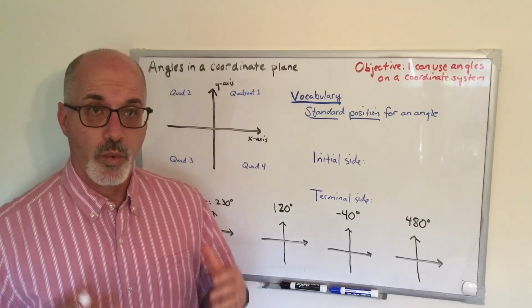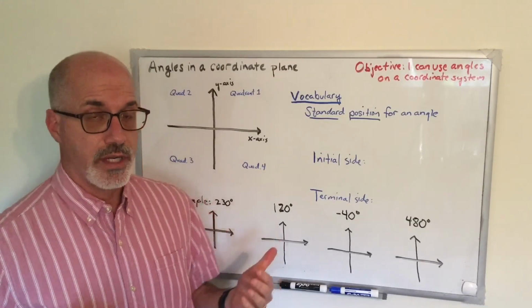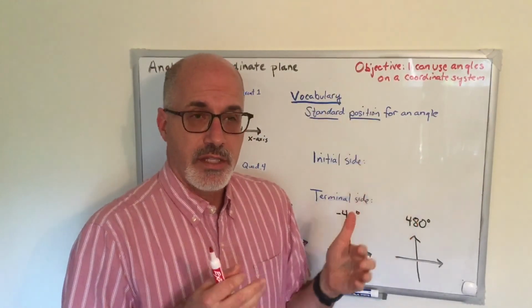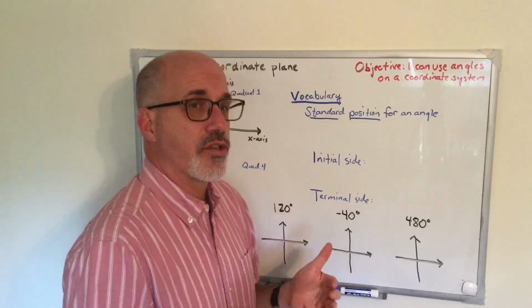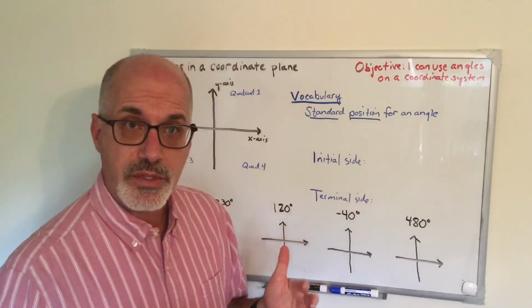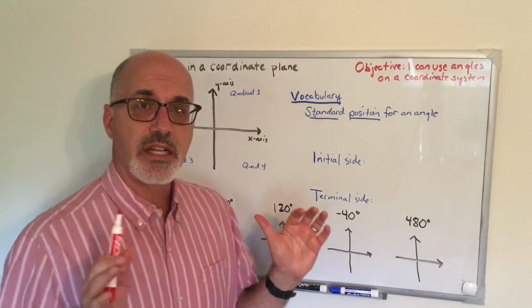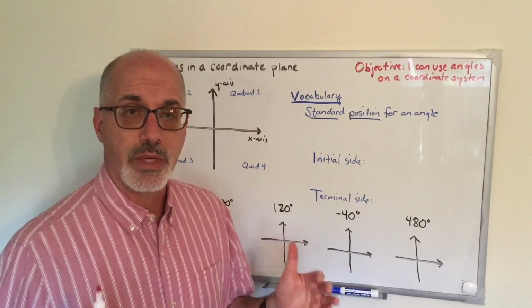In this lesson, we're going to work with angles in a coordinate system. So our objective is: I can use angles in a coordinate system. These angles are going to start and go in a circular motion. We're going to define terms, talk about how we measure those angles, and for this lesson, we're going to talk specifically about angles in degree measure.